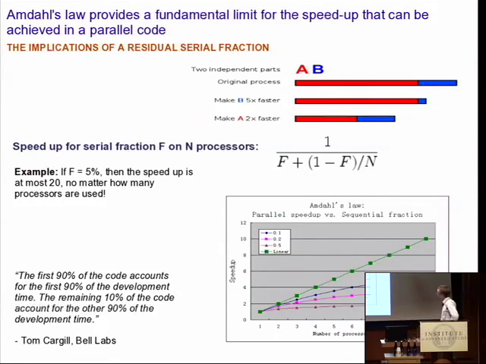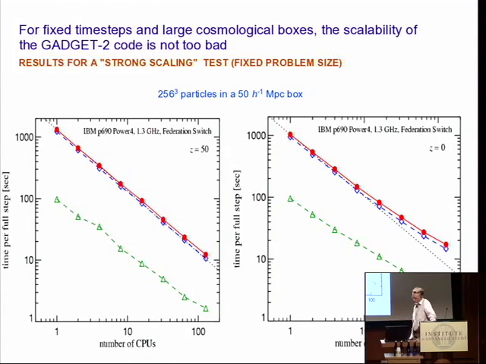Okay, so this is once more about Amdahl's law. Example, if you have 5% serial stuff left, speed up is at most a factor of 20, no matter how many processes are used. And there's a nice quote here from Tom Gargill from Bell Labs about parallelization, basically. The first 90% of the code accounts for the first 90% of the code development time. The remaining 10% account for the other 90%. So what he means is that it's getting harder and harder to squeeze out these remaining residual serial fractions in the code. So this is sort of what's achieved, say, with a code like Gadget 3 in practice.